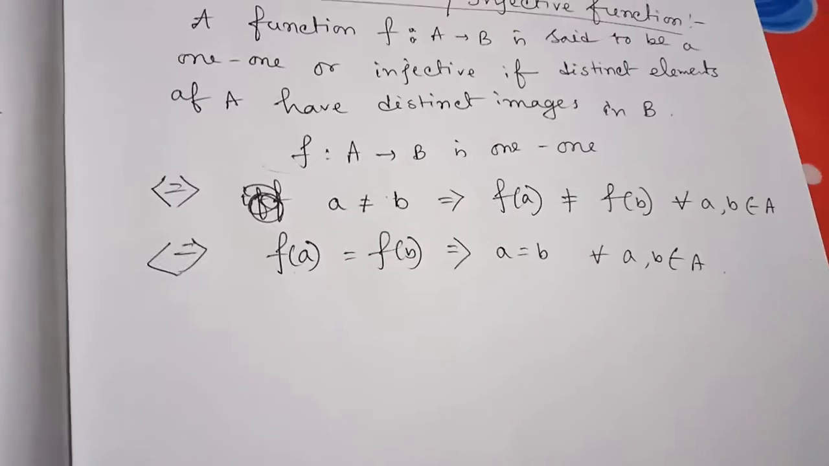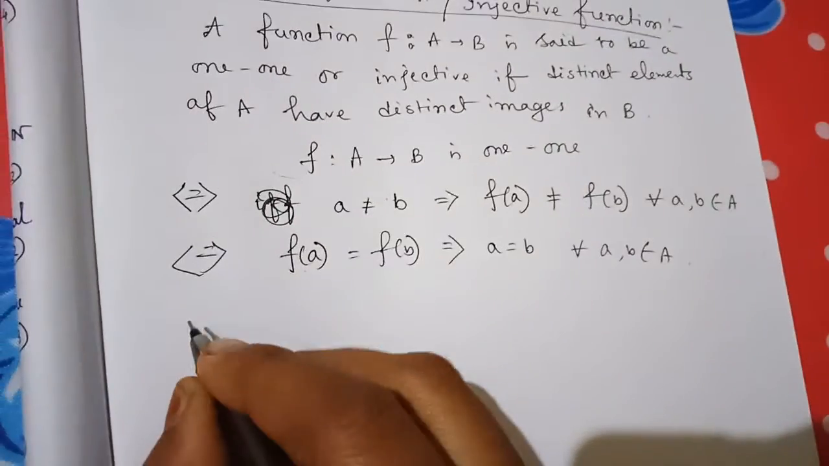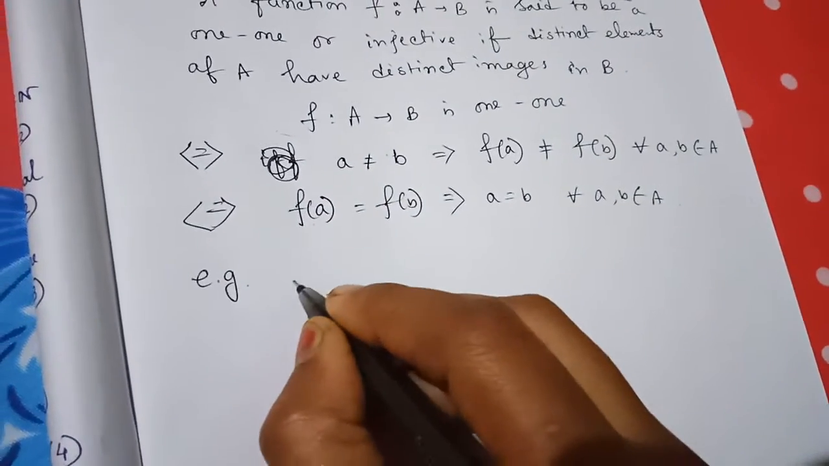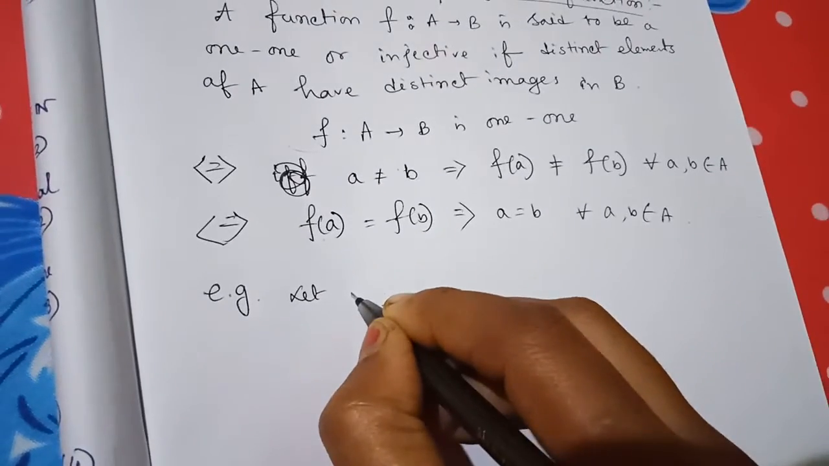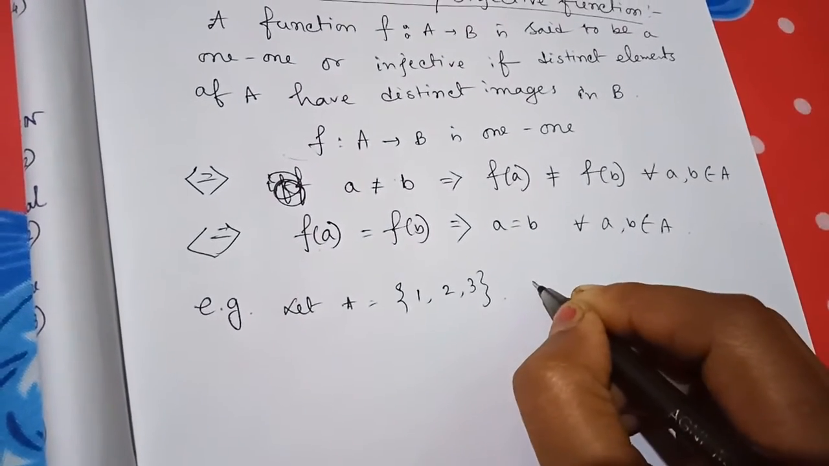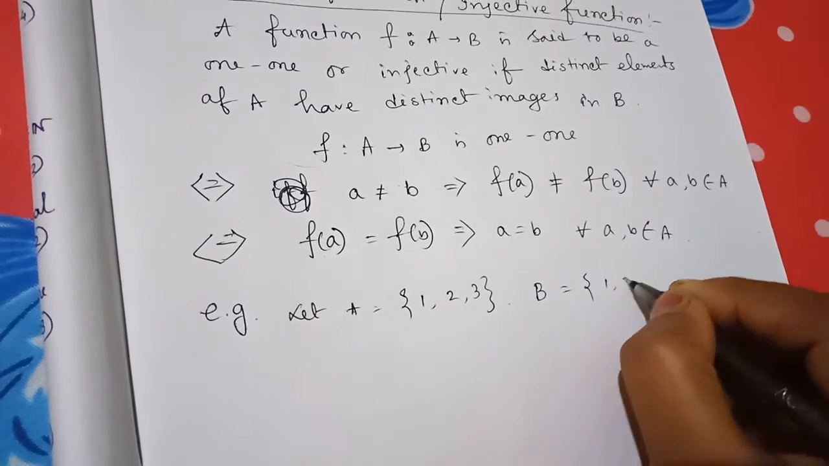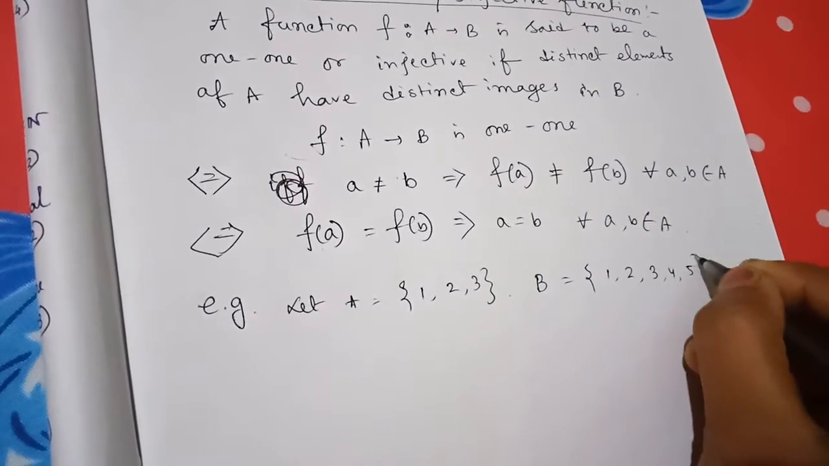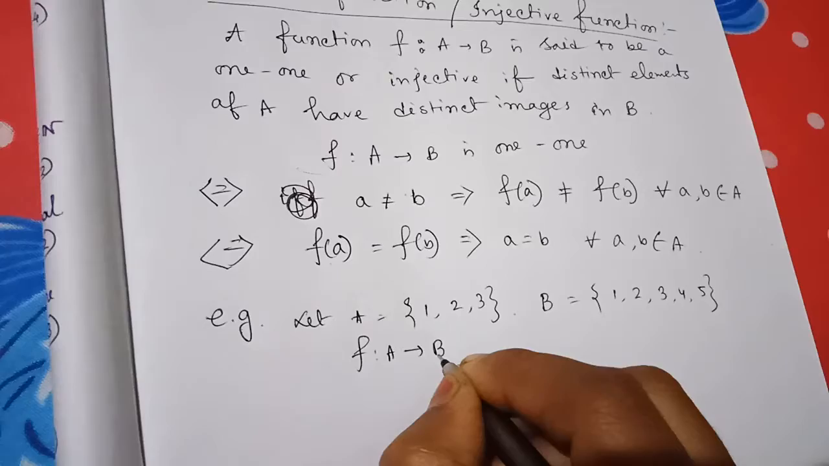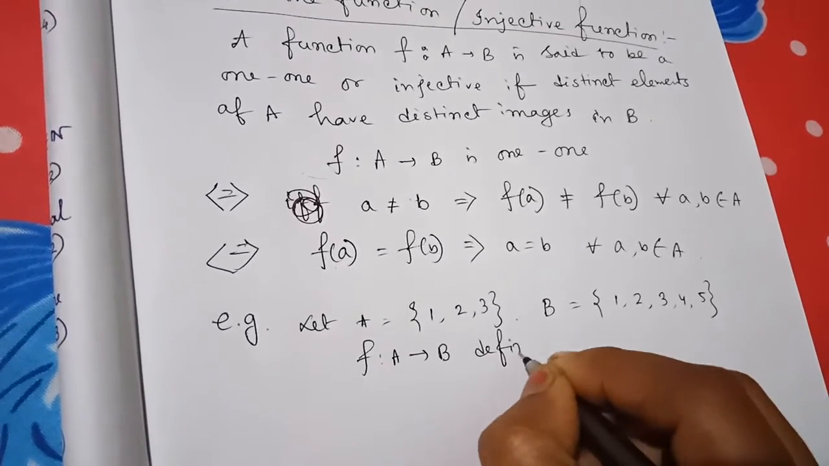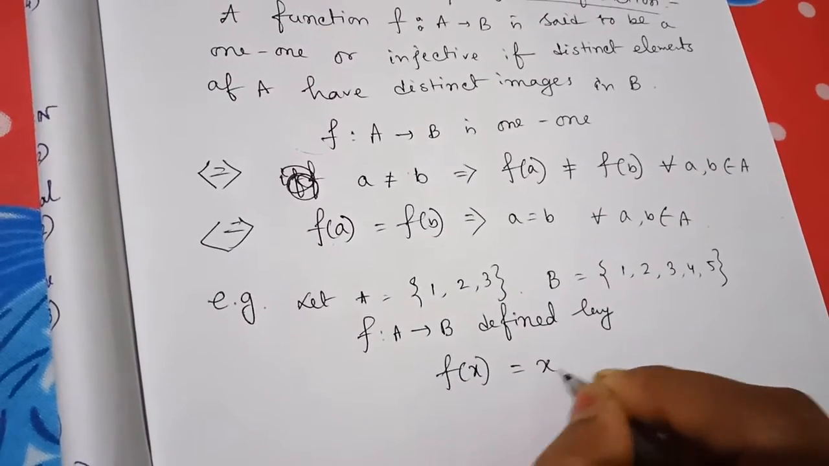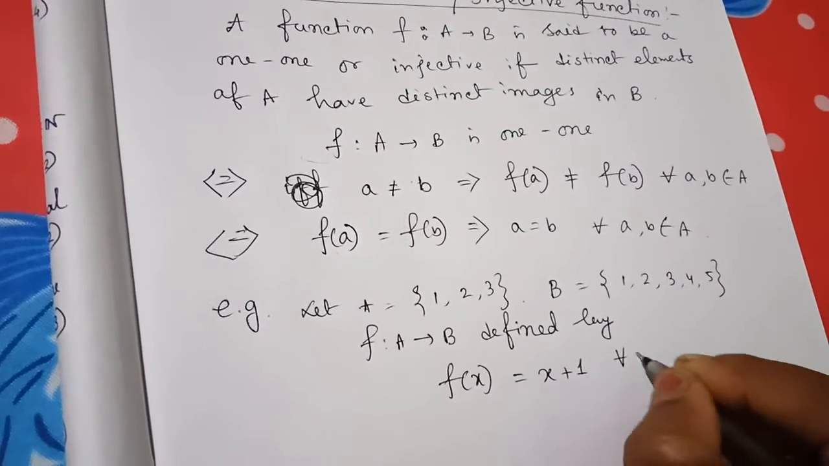Okay, for example, let A equal to {1, 2, 3}, B equal to {1, 2, 3, 4, 5}, and f from A to B be a function defined by f of x equals x plus 1 for all x belonging to A.